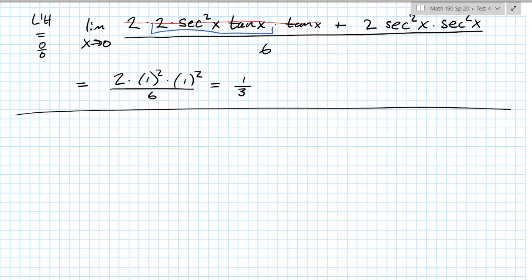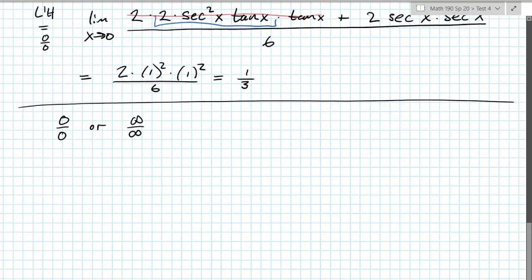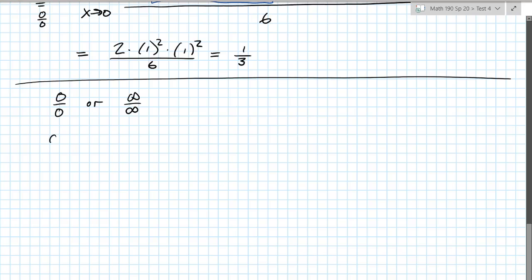So far, all of the indeterminate types that we've looked at have been the type 0 over 0 or infinity over infinity. There are other indeterminate types that we have to consider. That is 0 times infinity, infinity minus infinity. We're going to look at those next two types now.